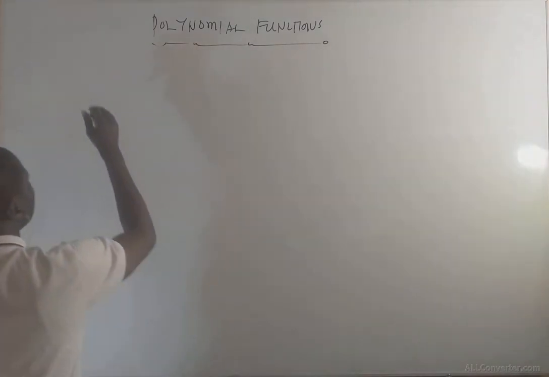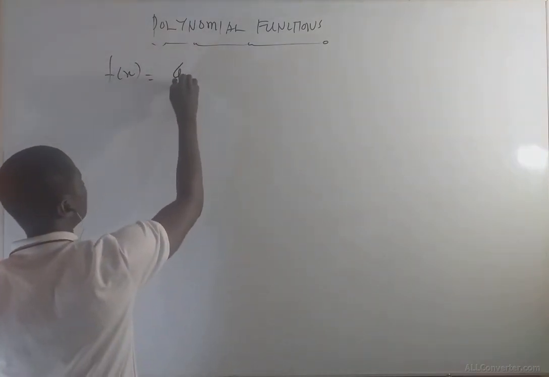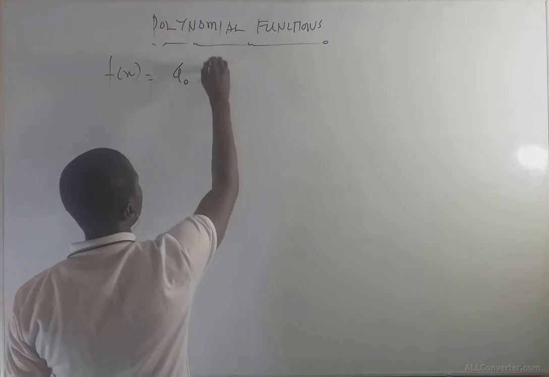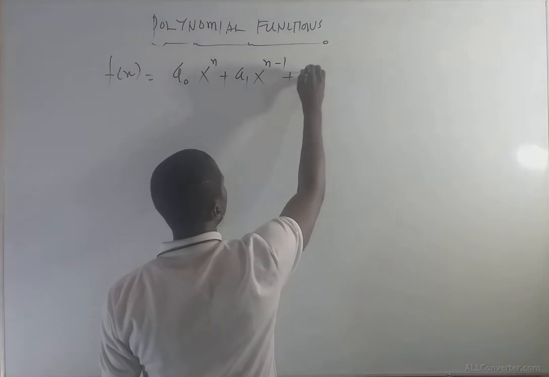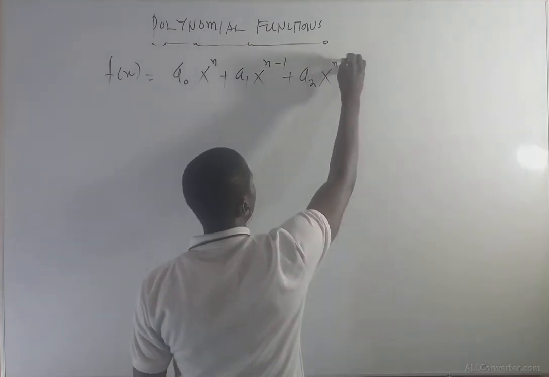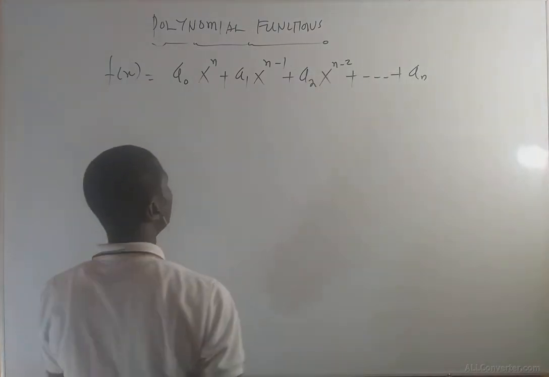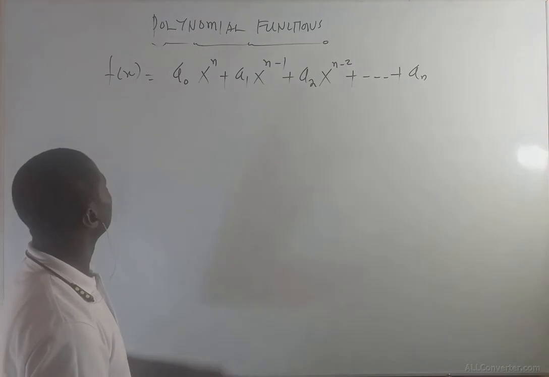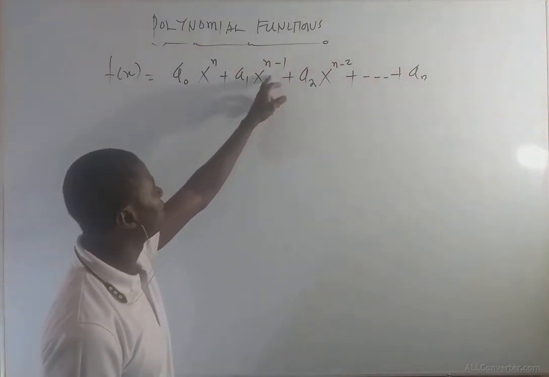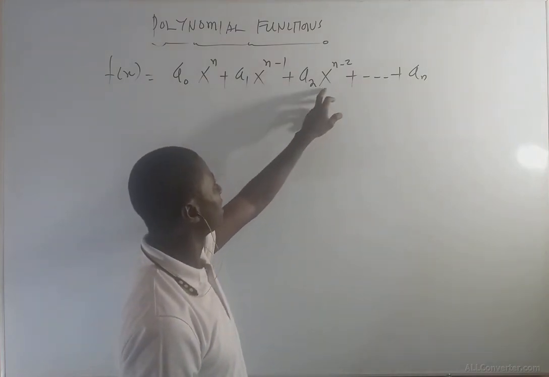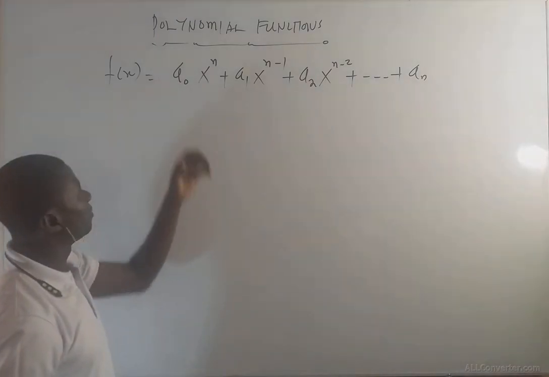in x is any function that can be expressed in the form f of x equals a naught x exponent n plus a1 x exponent n minus 1 plus a2 x exponent n minus 2 plus up to plus an. That is what we call the polynomial function.